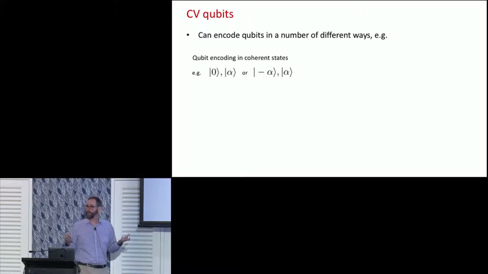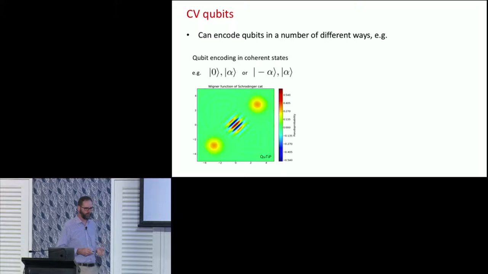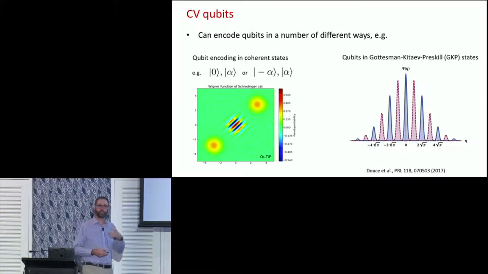Okay, so if we have these continuous variable states, continuous because those quadrature measurements can give us any continuous value, then we need to turn that into some sort of qubit. So we might do something like using superpositions of coherent states. We might do something like using Gottesman, Kitaev, Preskill states, and there are other encodings as well, and I think you'll probably hear something about those later in this conference.